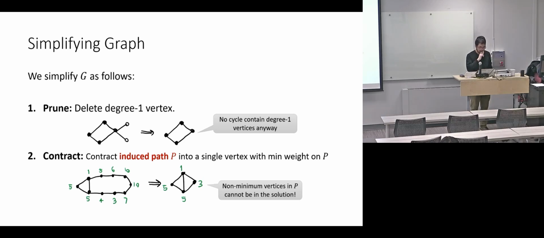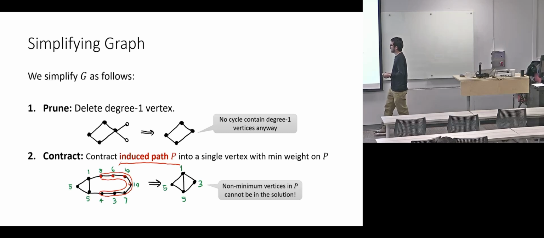Another observation is this. If you have an induced path, meaning a set of nodes such that every node has degree 2, this is what I mean by induced path. It's a subset that induces a path, where every node has degree 2. Then you could just contract them into one node and replace it with the node with minimum weight on this path. Like in this induced path, just contract it into one node with weight 3.